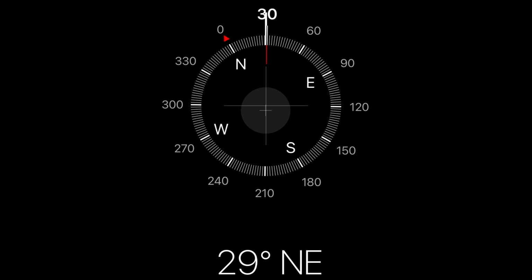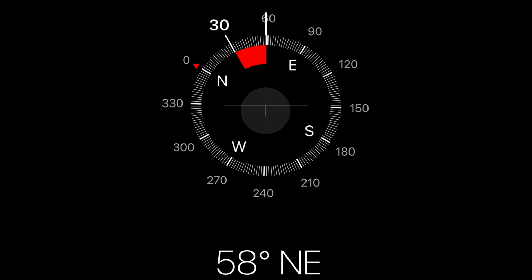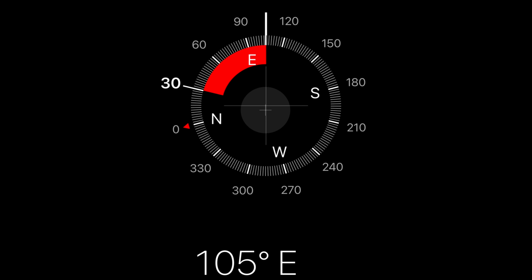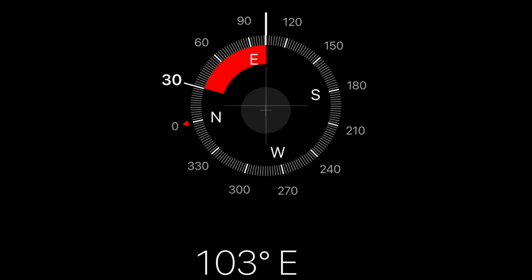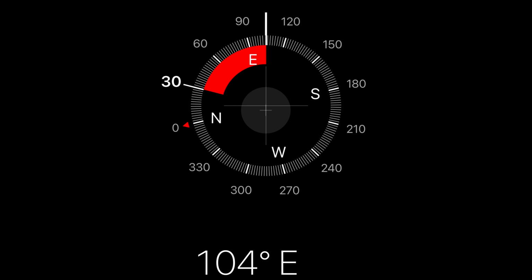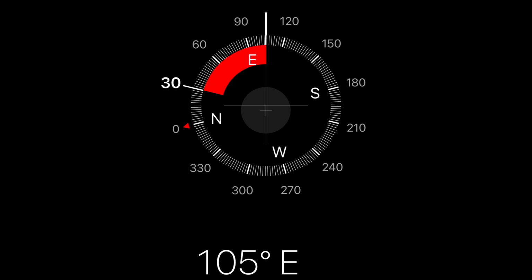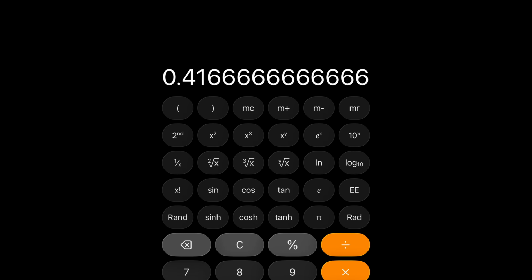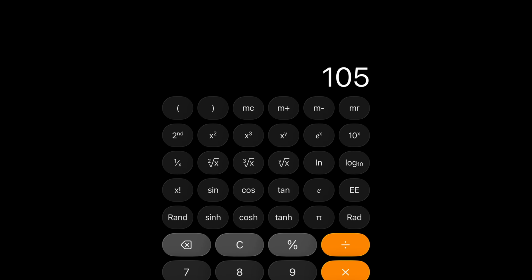The next thing we're going to do is turn and face into the wind. Let's just call it 105 degrees. So we're going to take 105 and minus 30. 105 degrees, subtract 30. Now we know that we have a 75 degree angle.